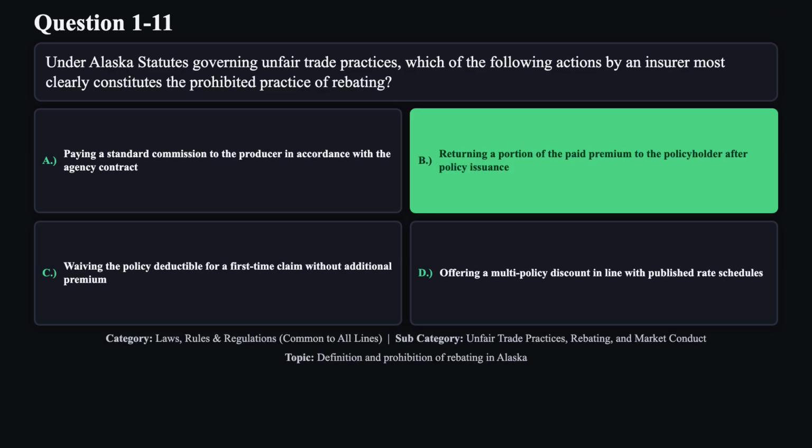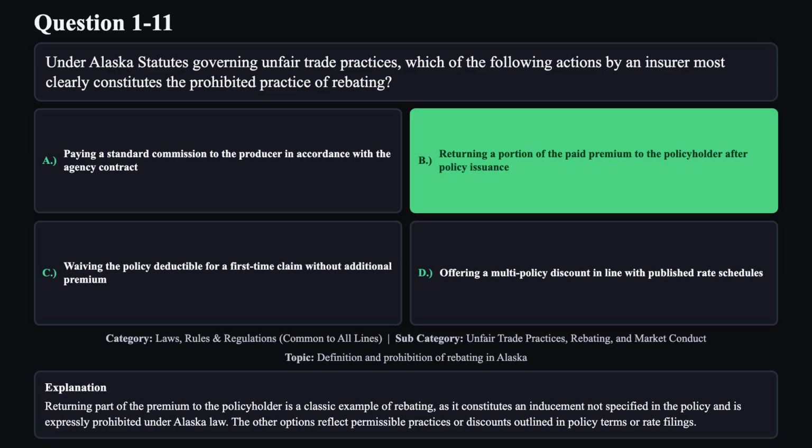The correct answer is B. Returning part of the premium to the policyholder is a classic example of rebating, as it constitutes an inducement not specified in the policy and is expressly prohibited under Alaska law. The other options reflect permissible practices or discounts outlined in policy terms or rate filings.